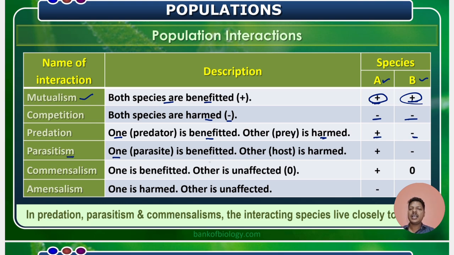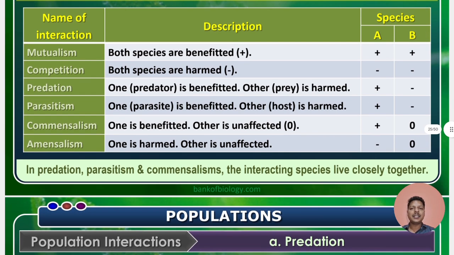Parasitism means one is benefited, the other is harmed. Commensalism, one is benefited, the other is unaffected, which is 0 as mentioned. And then amensalism means one is harmed, the other is unaffected. Negative and 0 is given. In predation, parasitism and commensalism, the interacting species live closely together.